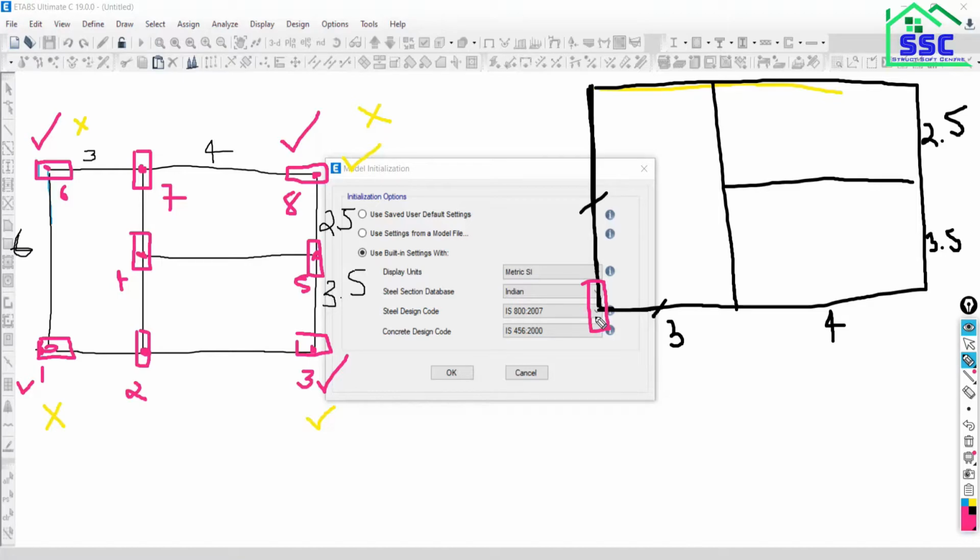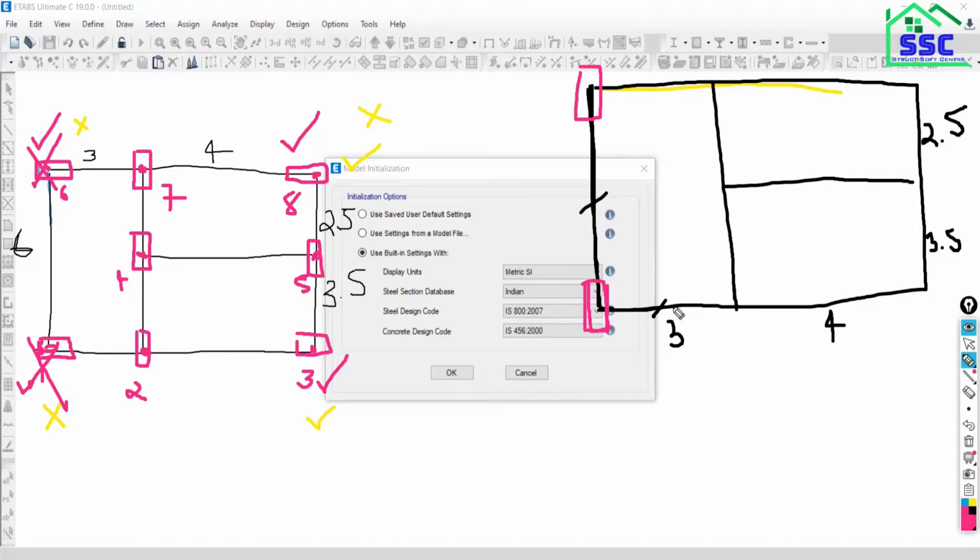Otherwise, very important, no one will tell you about this: your orientation of the column will be based on structural behavior. But the preliminary criterion is that column orientation should be along the longer span of the beam. So the first criterion we are going to follow. This one is correct, and these two positions are actually wrong.